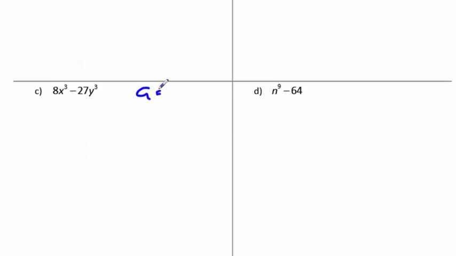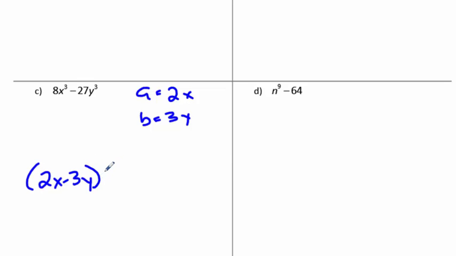In the first one, a is going to be whatever it takes to get 8x cubed when you cube it. So it's going to have to be 2x, since 2 cubed is 8. And therefore b is going to be 3y, since 3 cubed is 27. This is a difference. It's going to start with 2x minus 3y times a squared. So it's going to be 2 times 2 is 4, x times x is x squared, plus a times b, so 6xy, plus b squared, so plus 9y squared.